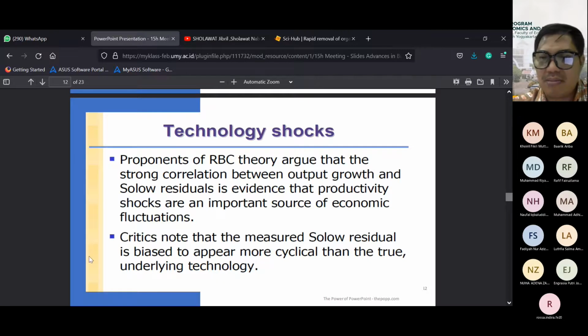And the critic notes that the measured Solow residual is biased to appear more cyclical than the true underlying technology. So it means that the Solow residual here cannot be used to explain the cyclical. Cyclical means the frequency of the business cycles, how many times the business cycle goes up and down. So it is something that cannot be measured by Solow residuals because of the underlying technology. So technology here becomes the important sector that will make the cyclical frequent or not frequent.